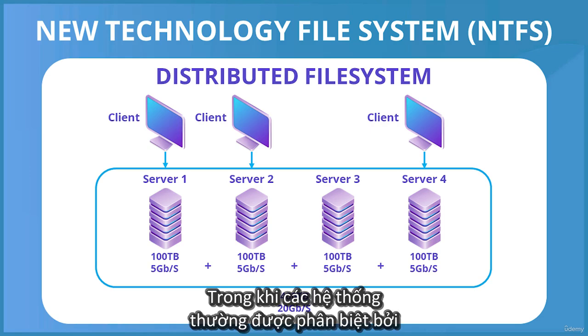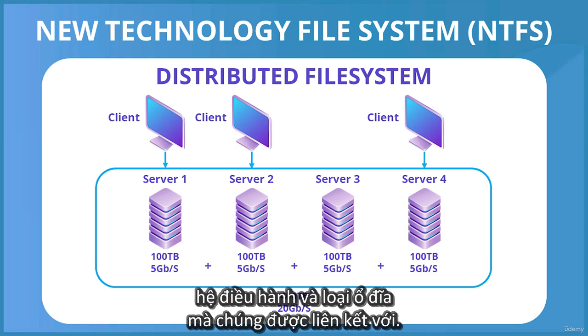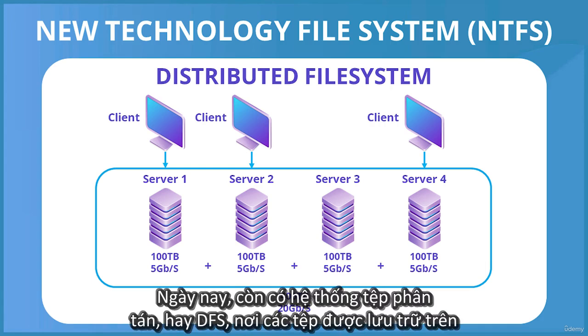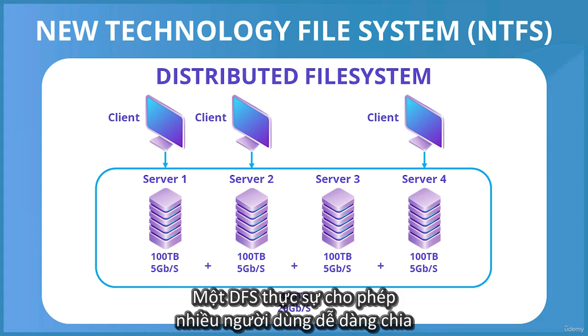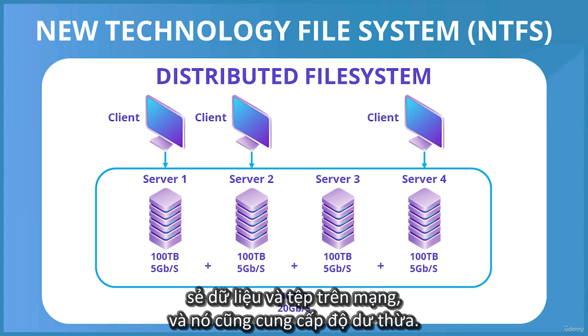File systems are generally differentiated by the OS and the type of drive that they're being associated with. Now, these days, there's also a distributed file system, or DFS, where files are stored across multiple servers, but are accessed and handled just as if they were stored locally. A DFS actually enables multiple users to easily share data and files on a network, and it provides redundancy as well.